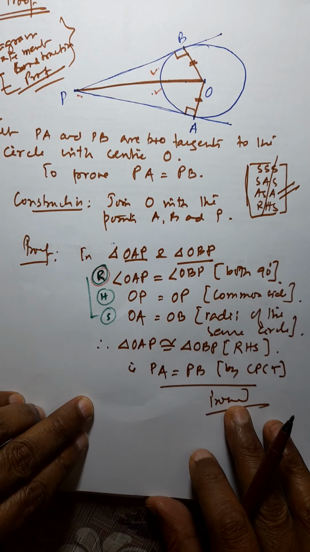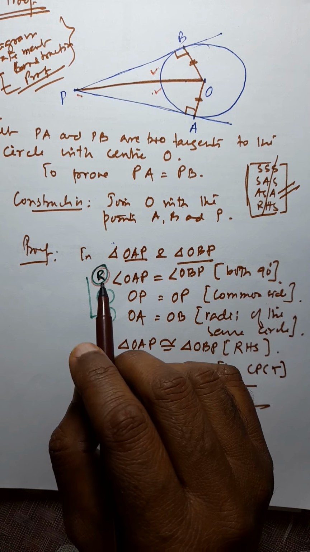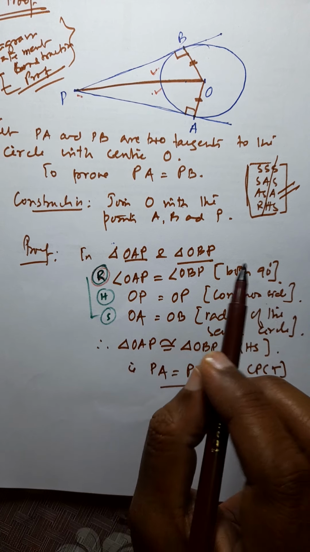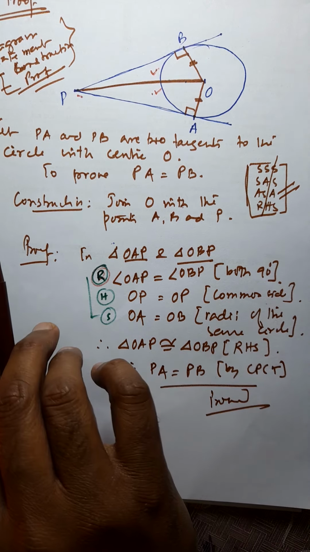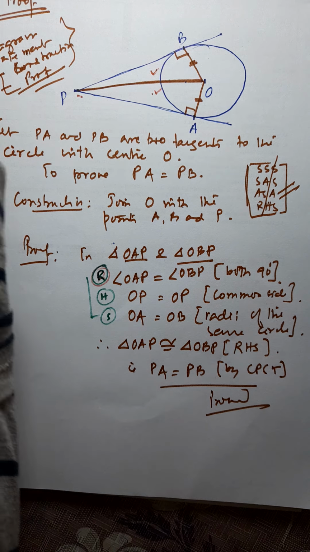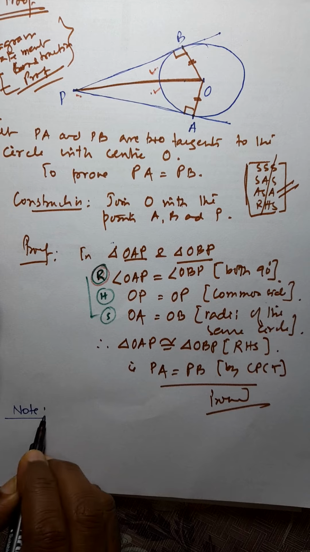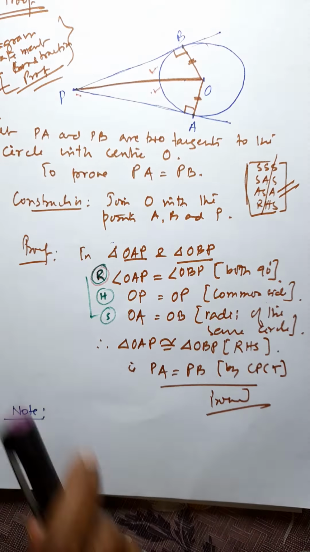So this is the proof of the theorem that tangents from an external point are equal. Okay. Here are some points we can remember, note. What are the points we can remember here?